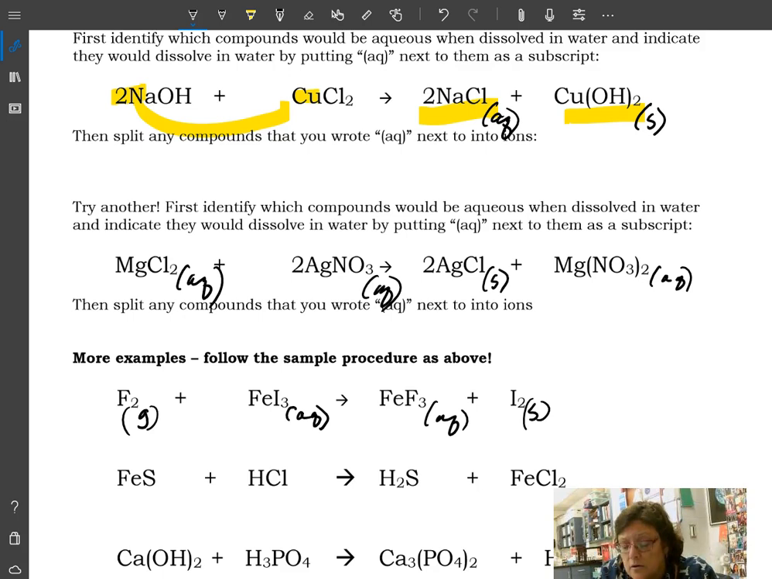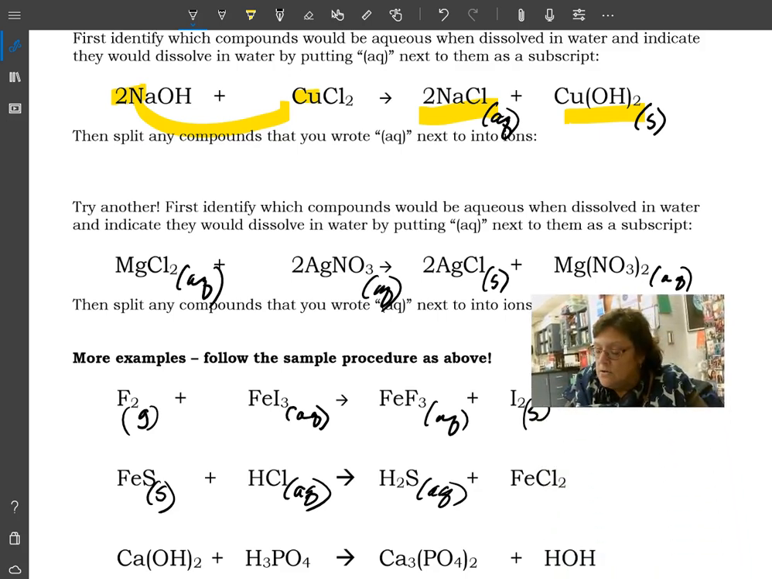The next one, iron 2 sulfide. Is this going to dissolve in water? Well, if you look back at your chart, sulfides are insoluble, so it's going to form a precipitate. Hydrochloric acid, acids are always aqueous. When they mix, we're going to create hydrogen sulfide, and then iron 2 chloride. Iron 2 chloride should not precipitate, it should be soluble. So in this case, you're going to have a solid, you add the hydrochloric acid to it, and then it's going to be gone. It will react with the hydrochloric acid.